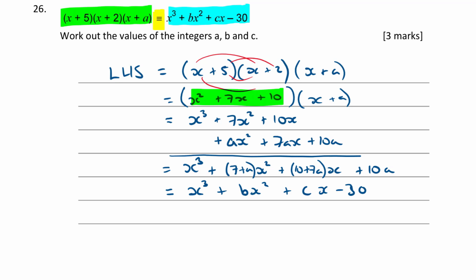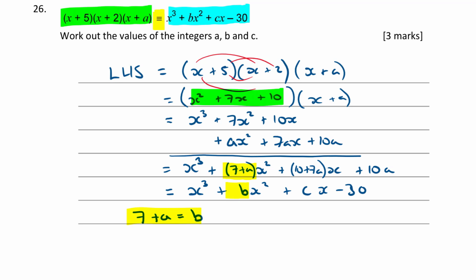So now I can do something called comparing coefficients. If these two things are identical, then the coefficient of x squared from the left hand side must be the same thing as the coefficient of x squared from the right hand side. In other words, 7 plus a must be equal to b. So I'm forming an equation from comparing the coefficient of x squared in the two forms of my identity.